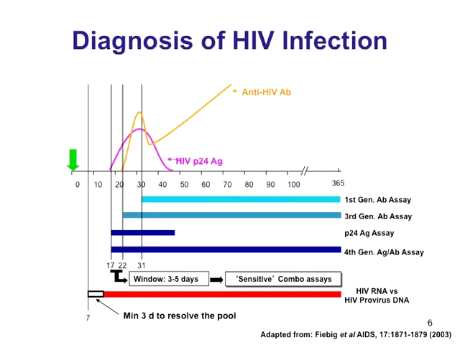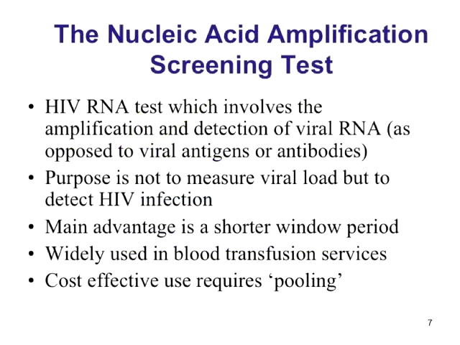And then the last test to take note of there is the HIV RNA test, or the nucleic acid amplification test, which actually tests for the virus itself, meaning it has a shorter window period because it doesn't have to wait for the body to produce antibodies to detect it. So again, the RNA test involves the amplification and detection of viral RNA as opposed to viral antigens or antibodies. The purpose here is not to measure viral load, but to detect HIV infection.